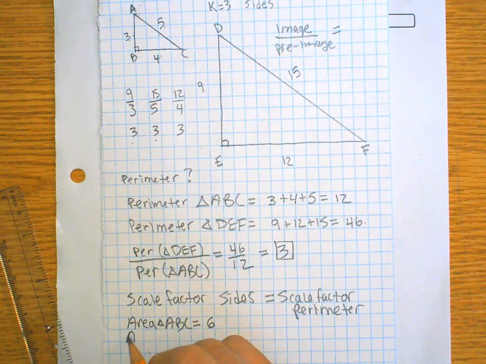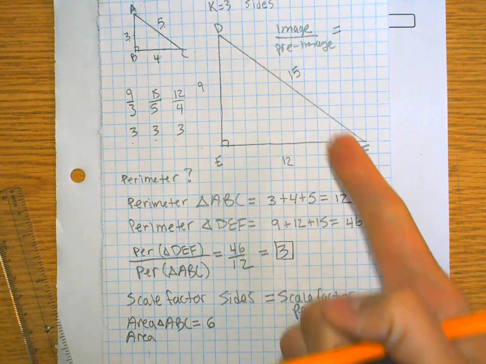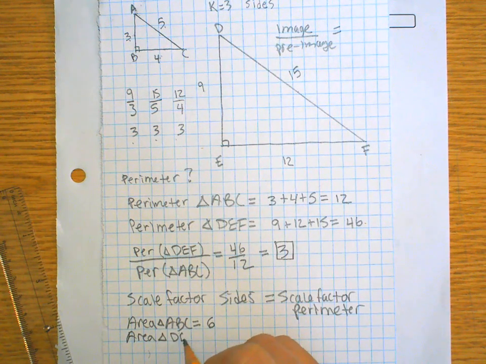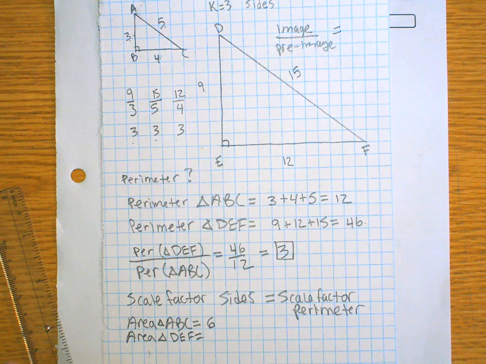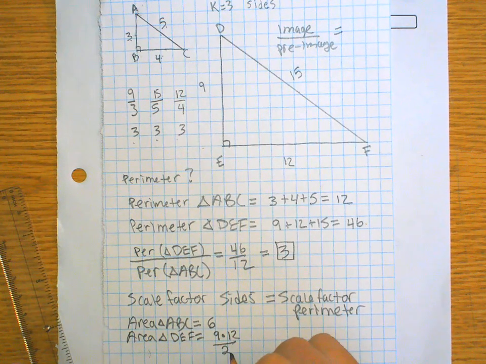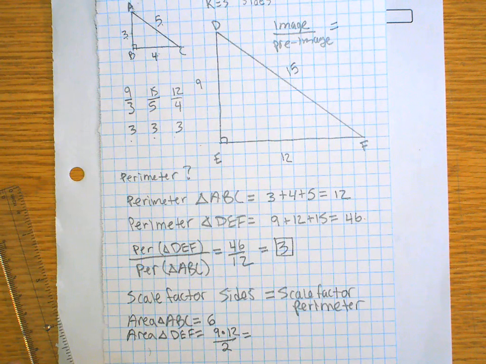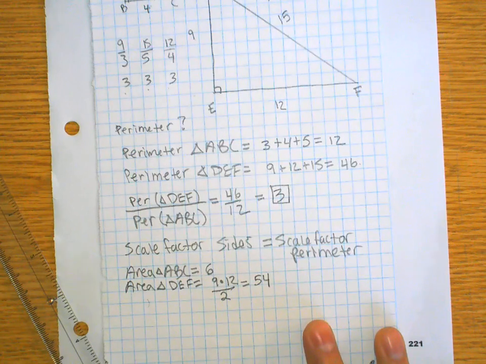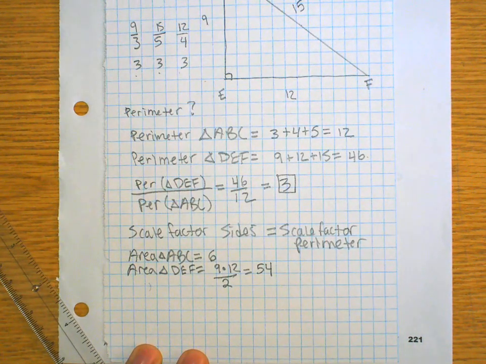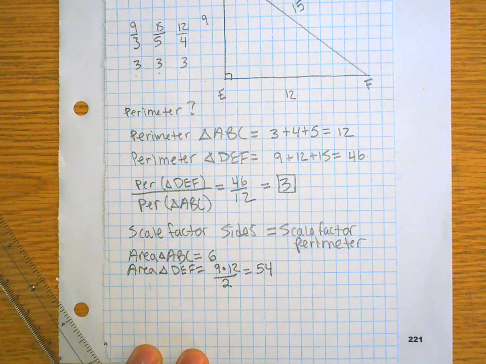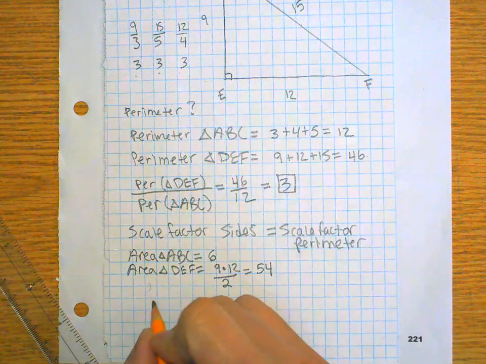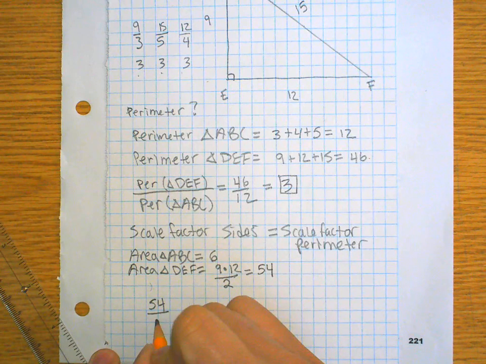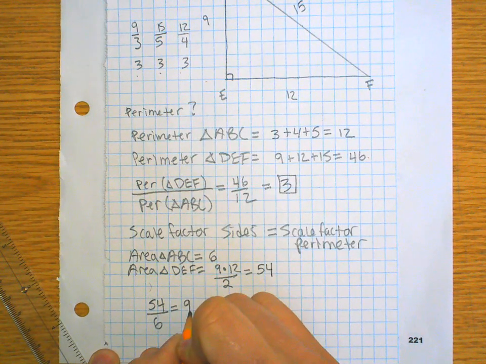Well, what about the area of DEF? The area of DEF is going to be 9 times 12, divided by 2. So 9 times 12 divided by 2, okay? So then that's going to give me 54. So if I were to do, again, the ratio of the areas of DEF to ABC, I would get the following. 54 over 6, and that is going to equal 9.